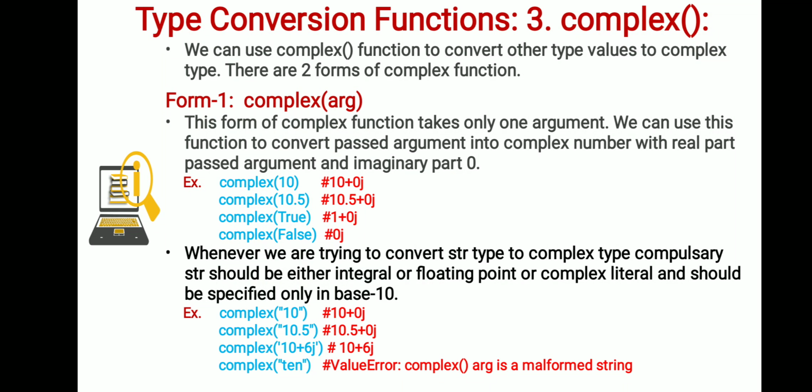Then complex of '10 + 6j' written with spaces. Now this is not an integer literal, it is not a floating point literal, and it is not a complex literal, so we get output as a ValueError, complex() arg is a malformed string.